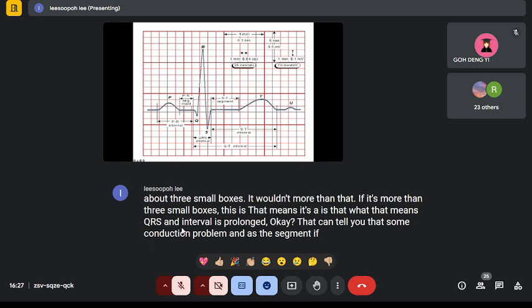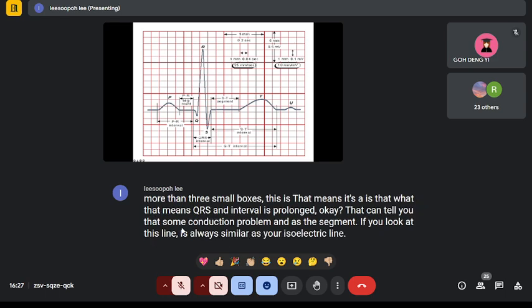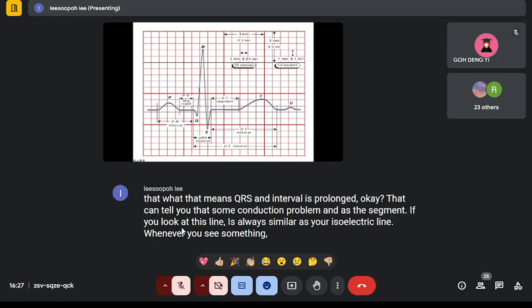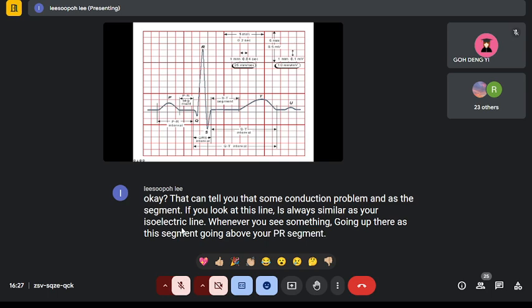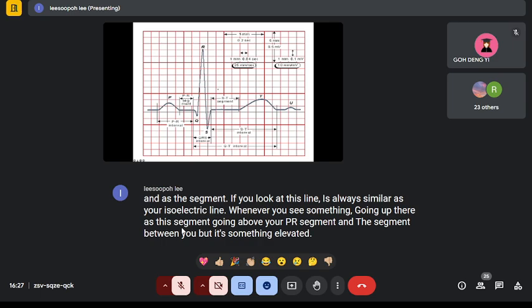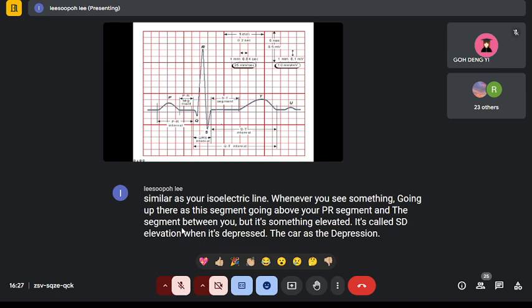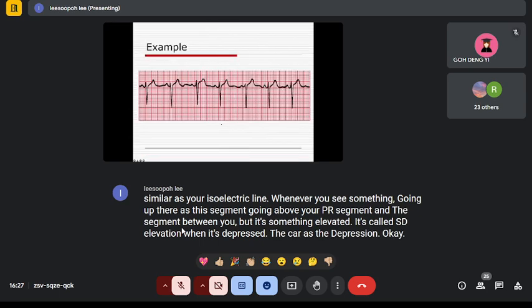And the ST segment, if you look at this line, is always similar to your isoelectric line. Whenever you see something going up, like the ST segment going above your PR segment and the segment between T and U, when it is elevated, it's called ST elevation. When it's depressed, it's called ST depression.